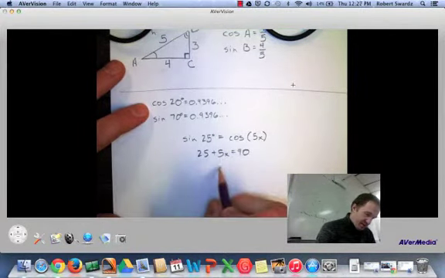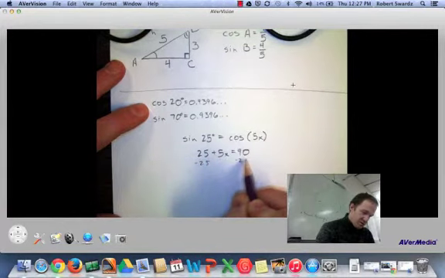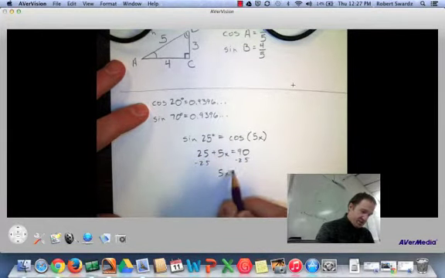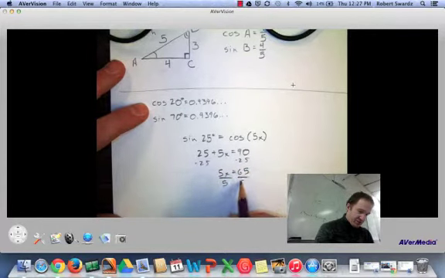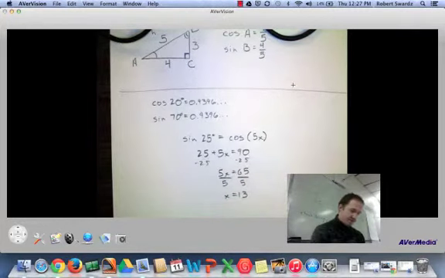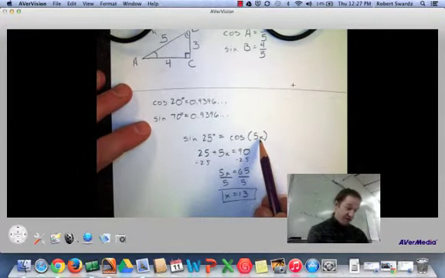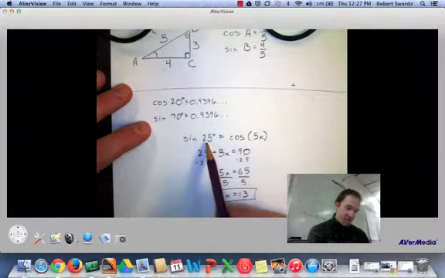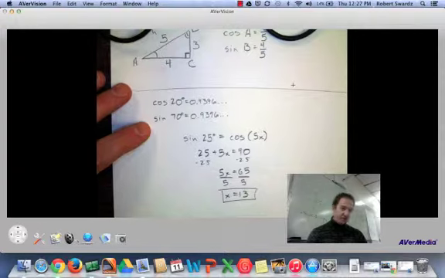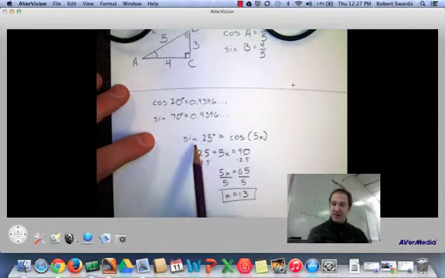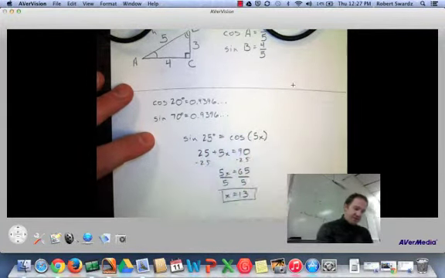Take away 25. We get 5x equals 65. Divide both sides by 5, and we get x equals 13. And there we go. And we can confirm that by plugging this back in here. 5 times 13 is 65, and sure enough, 65 and 25 is 90 degrees. And if you check those in your calculator, you can do sine of 25 and cosine of 65. In fact, what the heck, let's do it.